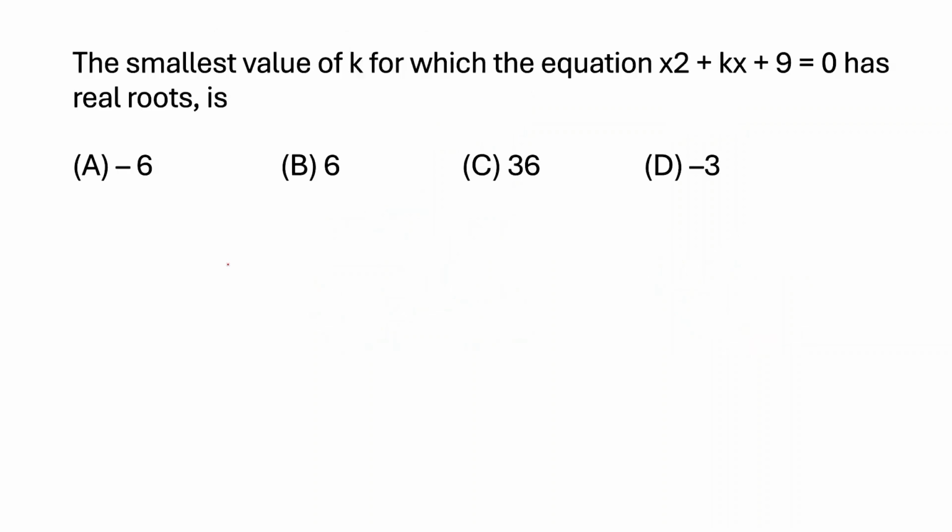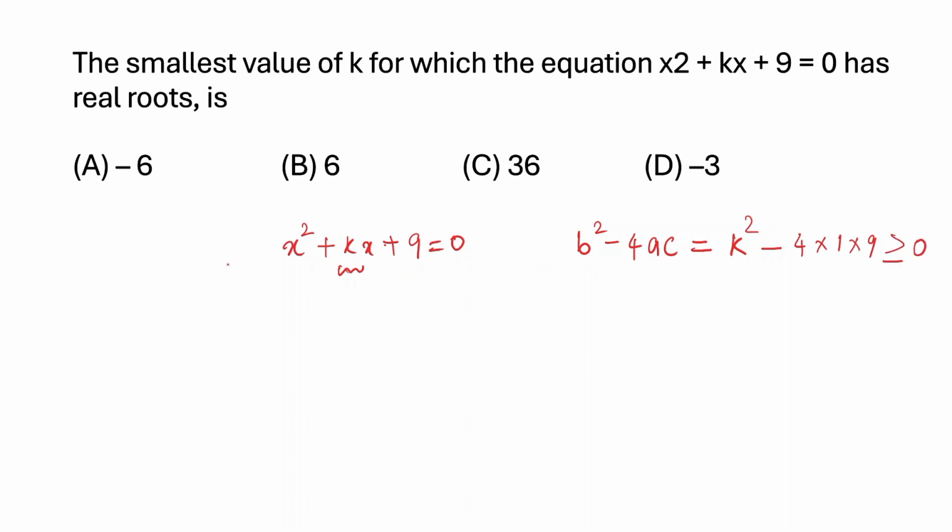The smallest value of k for which the equation x square plus kx plus 9 equals 0 has real roots is. So we have the quadratic equation x square plus kx plus 9 equals 0, and we should find the smallest value for k where this equation has real roots. If it has real roots, we can write b square minus 4ac equals, b square is k square, minus 4 times a is 1 here and c is 9, 1 times 9. It should be greater than or equal to 0 because it has real roots, right?